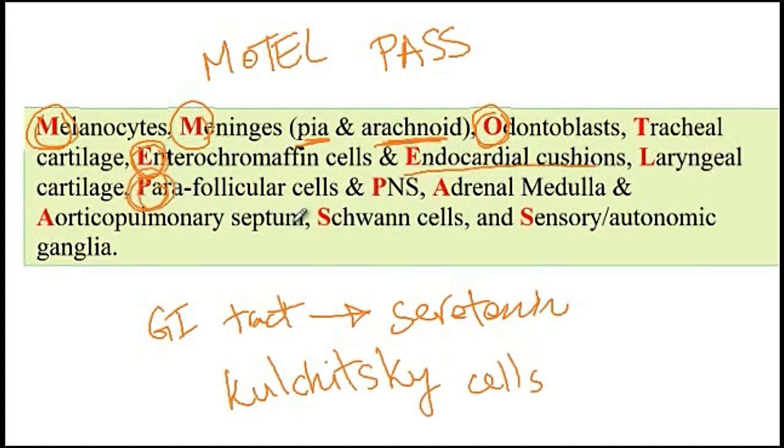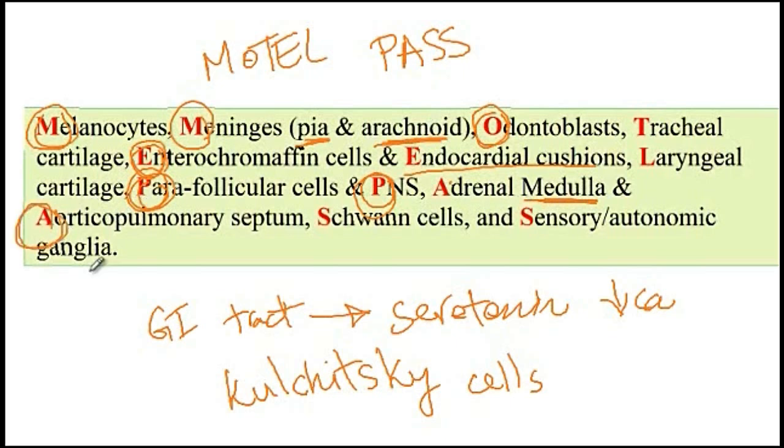parafollicular cells, which are found in the thyroid, and what they do is that they secrete calcitonin, and calcitonin decreases the concentration of calcium by inhibiting the absorption in the gut, in the kidneys, and also inhibiting the function of osteoclast. Neural crest cells also give rise to the peripheral nervous system, adrenal medulla. So again, adrenal cortex was deriving from mesoderm versus adrenal medulla, which is coming from neural crest cells.